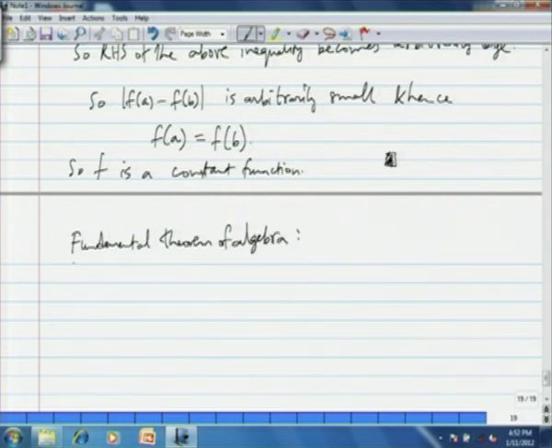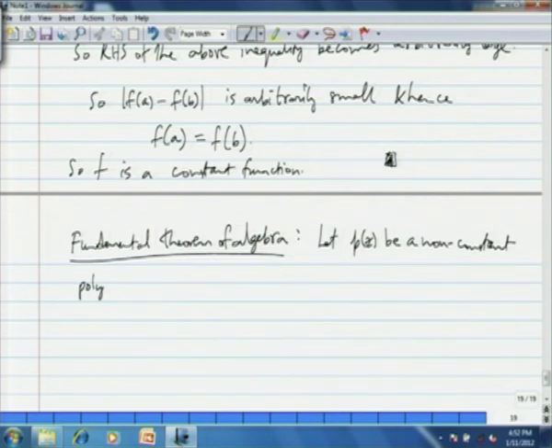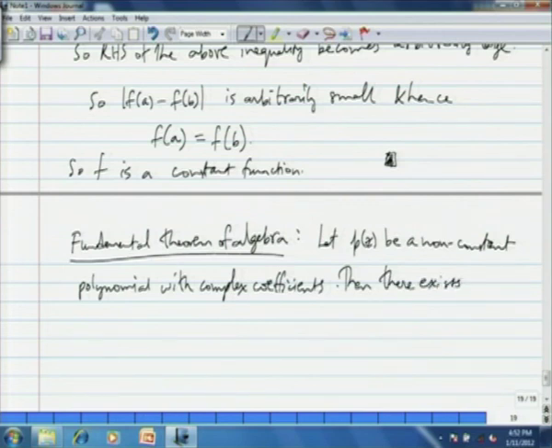Which can be quickly deduced from Liouville's theorem. Okay. So, let p of z be a non-constant polynomial with complex coefficients, then there exists a complex number a such that p of a is 0. So, there is a 0 of this non-constant polynomial.